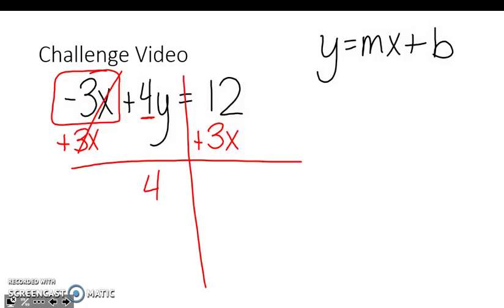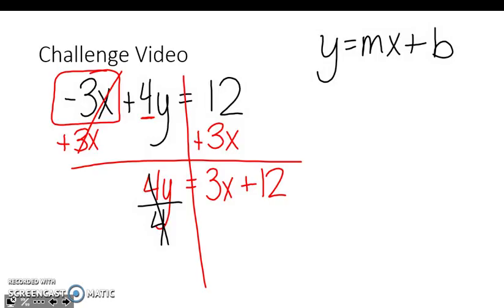So that gives me 4y equals, I can't combine 12 and 3x, so I have 3x, and that's a positive 12. So then the only thing I have to do is get that 4 away from that y. Since right now it's 4 times the value of y, I have to do the inverse of that. So I'm going to have to divide by 4 to get it away from the y.